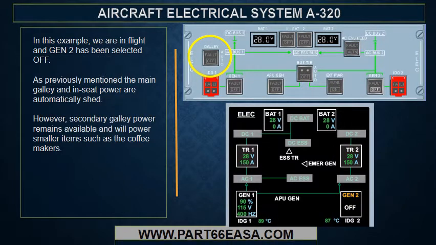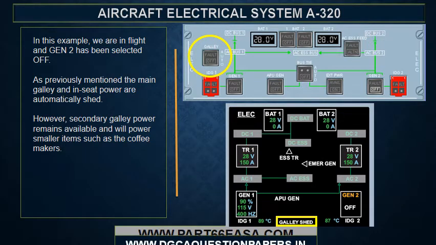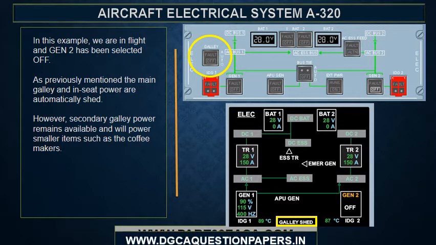In this example, we are in flight and generator 2 has been selected off. As previously mentioned, the main galley and in-seat power are automatically shed. However, secondary galley power remains available and will power smaller items such as the coffee makers.